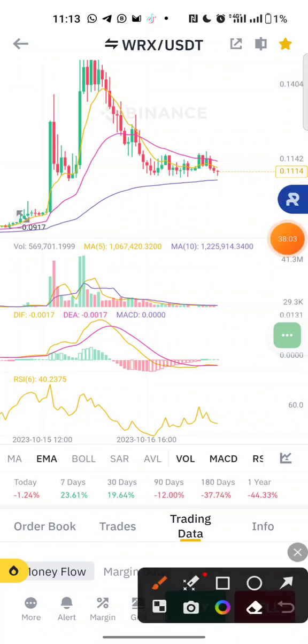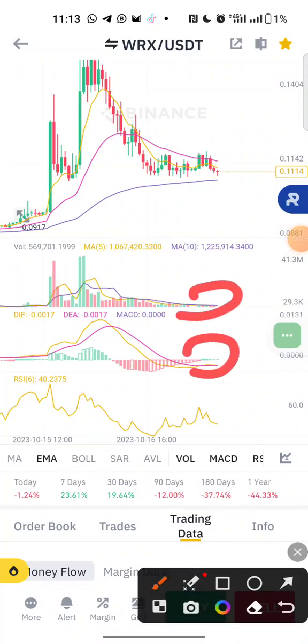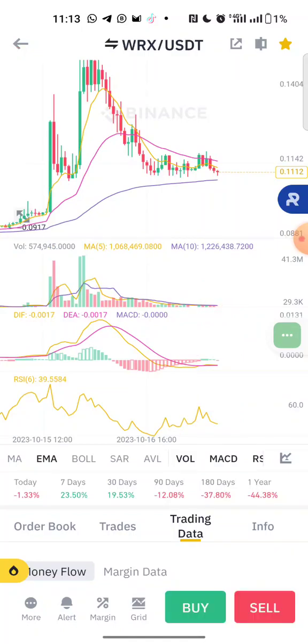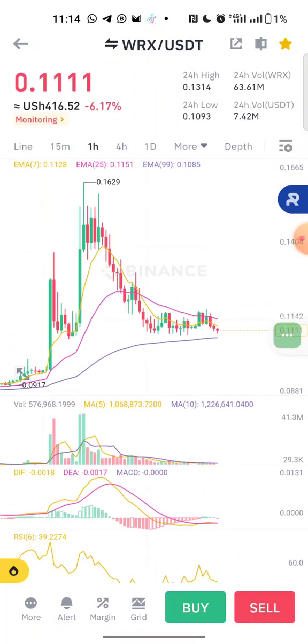You see, the volume is down, but the MACD is showing some good news and the relative strength index is in the oversold. So you want the sellers to complete their game, then you get in and be able to enjoy the uptrend of the WRX coin. That is within 1 hour.